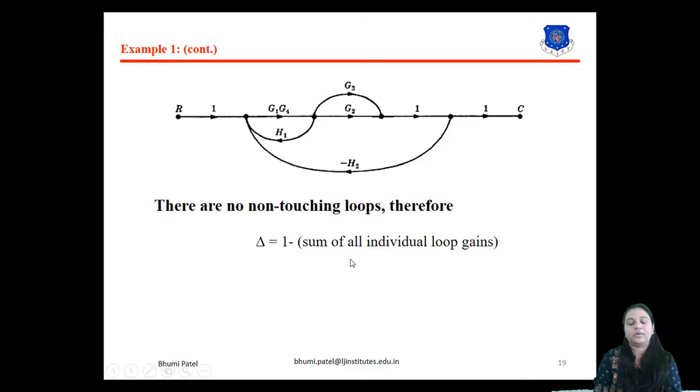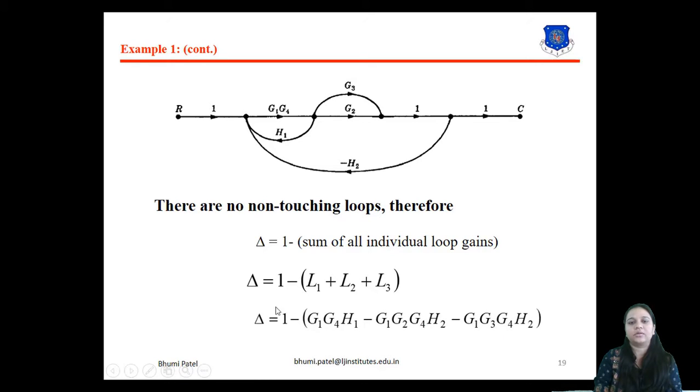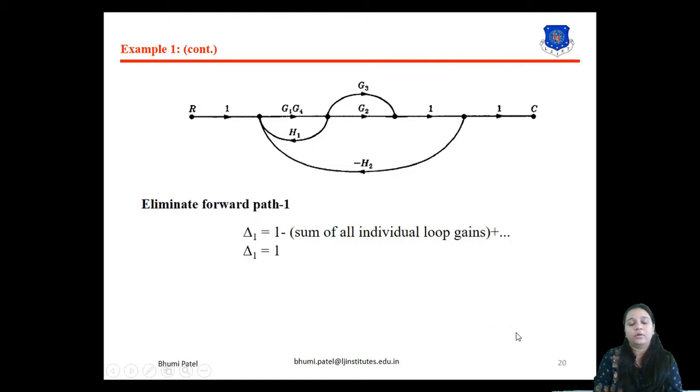Therefore, delta is equal to 1 minus the sum of all individual loops. We have 3 individual loops, L1 plus L2 plus L3. So the final equation of delta is equal to 1 minus G1 G4 H1 minus G1 G2 G4 H2 minus G1 G3 G4 H2. Now find out the delta 1.